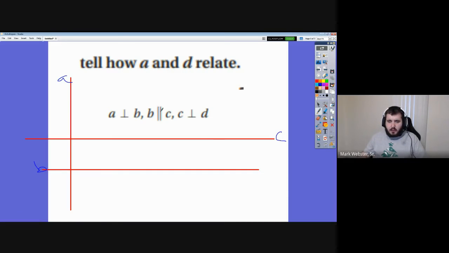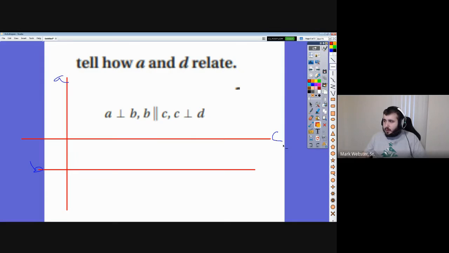And then what do we do next? Well, C is perpendicular to D. Well, again, let me draw C. Let me draw D so that it crosses C at a right angle. So I've got this, right? Oop. No, I don't. Let me get the other one. There we go. Okay.